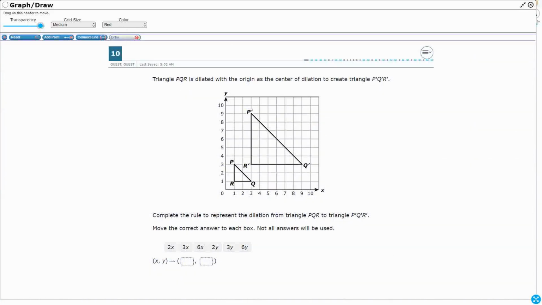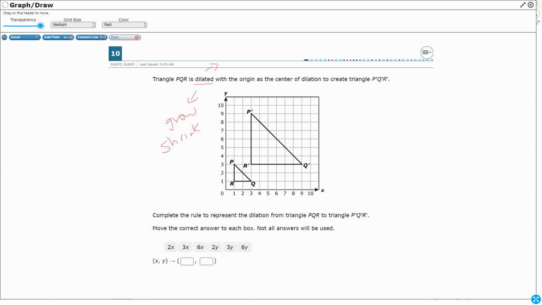We have a triangle PQR and it's dilated, right? So that means it's either going to grow or it's going to shrink. But the thing with dilations is dilated images are similar. It means the side lengths are proportional and the angles are identical or congruent. So PQR goes to P prime, Q prime, R prime. All right, so we're growing in this case. And then we just need to complete the rule.